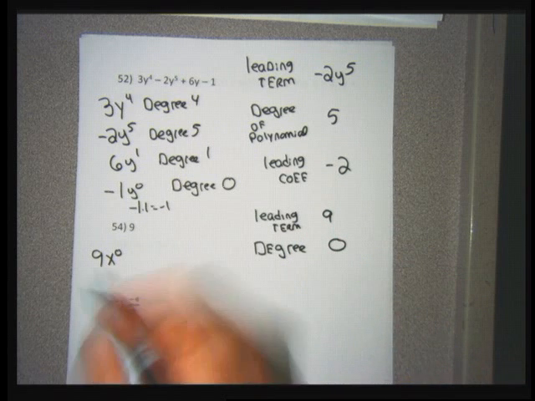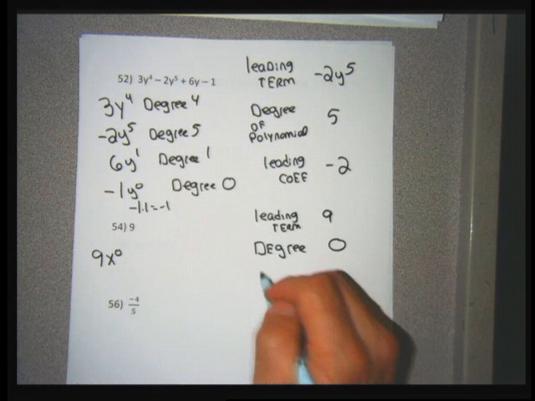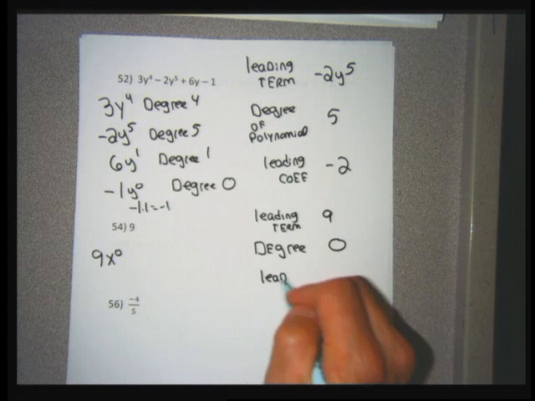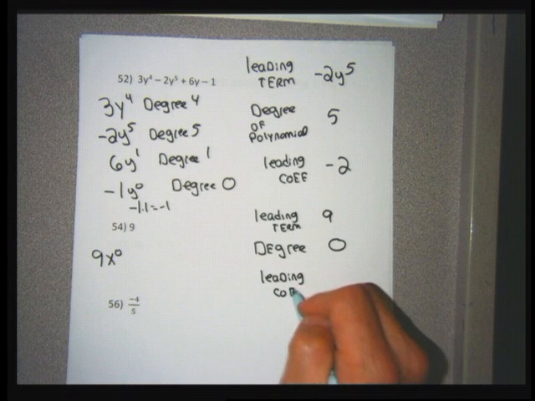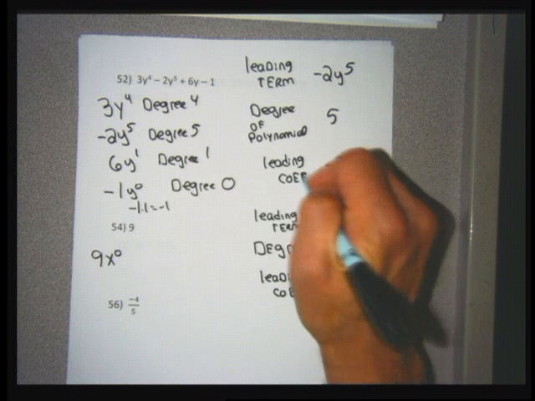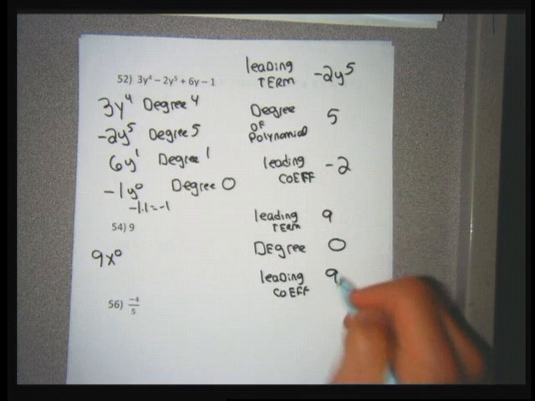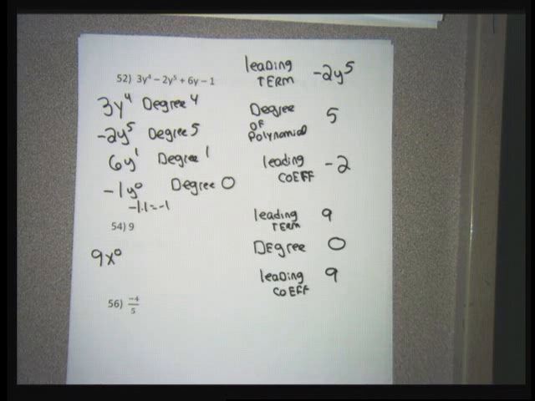And when I write it with a letter, you can see that it's a leading coefficient as well. So for constant polynomials or constant monomials, that number is the leading term and the leading coefficient, and the degree is 0. For 56, it's the same thing.